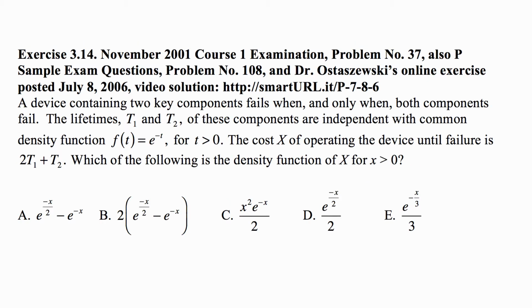Here's a problem for today. A device containing two key elements fails when, and only when, both components fail. The lifetimes T1 and T2 of these components are independent with common density function f of t equal to e to the minus t for t greater than 0. And of course that's the exponential distribution with mean 1. The cost X of operating the device until failure is 2T1 plus T2. Which of the following is the density function of X for X greater than 0?